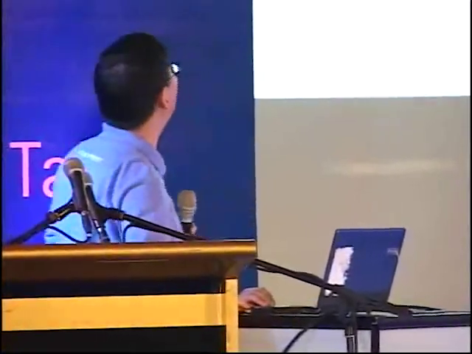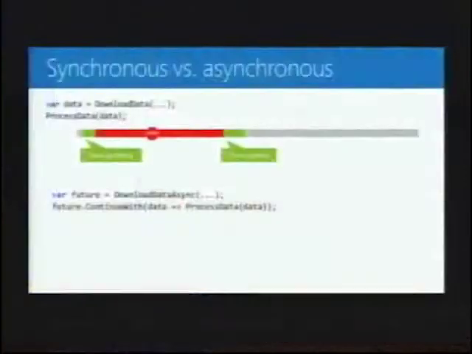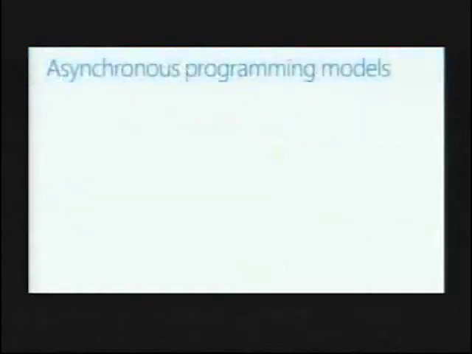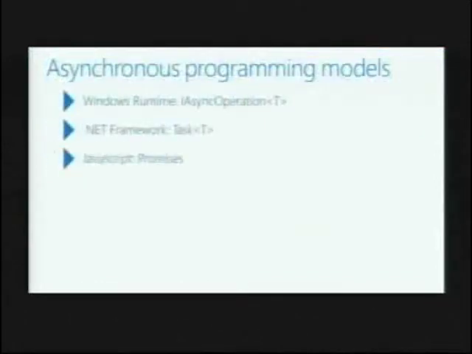If you look at how these things get executed, download data, then you stop, then process data again. Then the other one in async, you start download data async, but you let things happen in between so that you won't have a frozen screen. So Windows Runtime uses async operation. It's something that gets returned that you tell, this is something that I need you to do, and I'm going to wait for you.